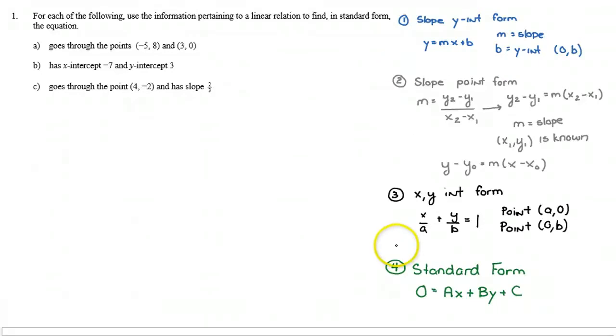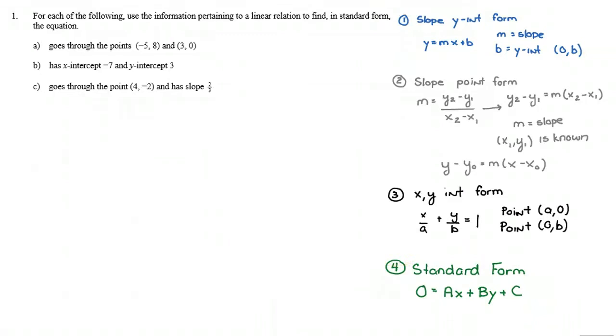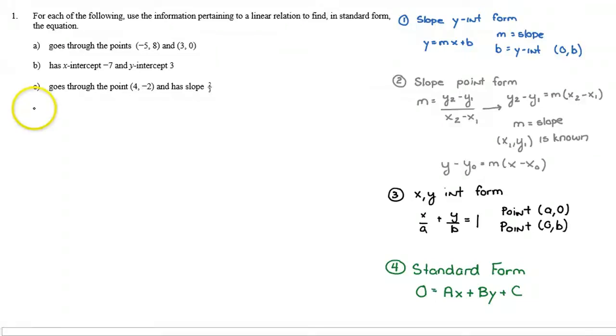Okay, so now that we have these four forms, let's work through these questions, shall we? Again, no form is wrong to pick. It's just, by picking the best form, the question will be easier. So in question A, I have a point. So we have some point, let's call it P, and we'll put negative 5, 8. And we have 3, 0, which is the x-intercept.